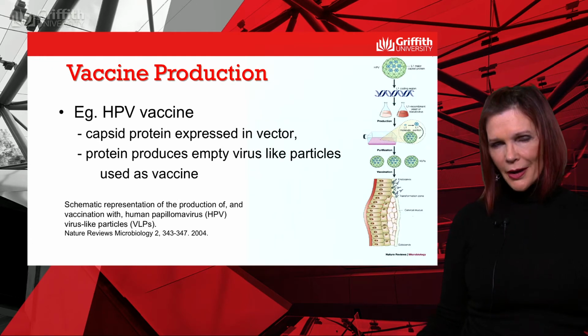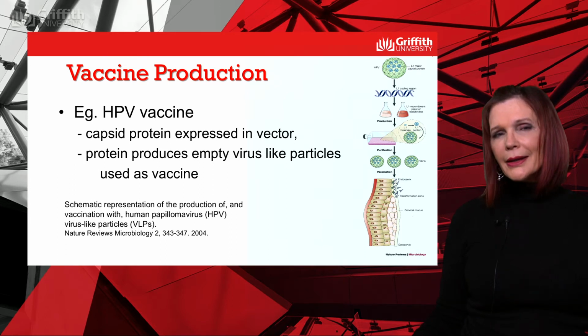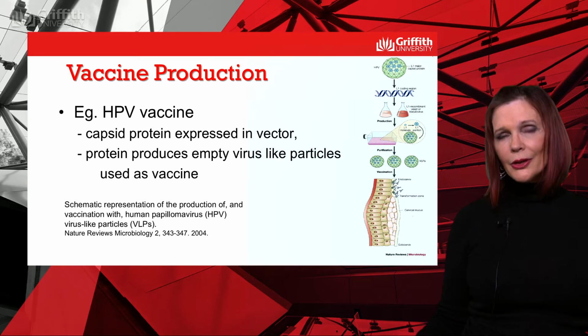Human papillomavirus is associated with cancer of the cervix in women. To create a vaccine, Professor Ian Fraser and his team at the University of Queensland isolated the HPV capsid protein gene and introduced it into a vector. When the recombinant vector was inserted into the host cell genome, it produced empty virus-like particles which were then used as vaccine products against HPV in humans.